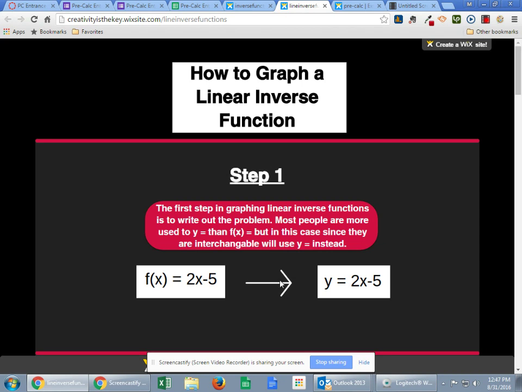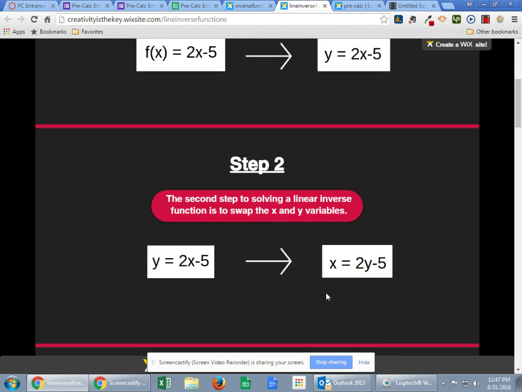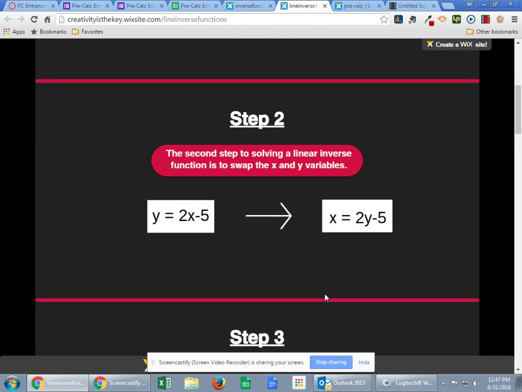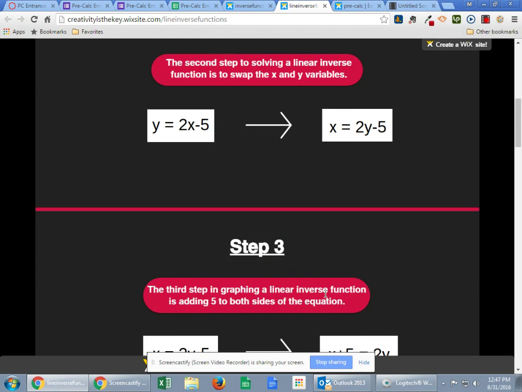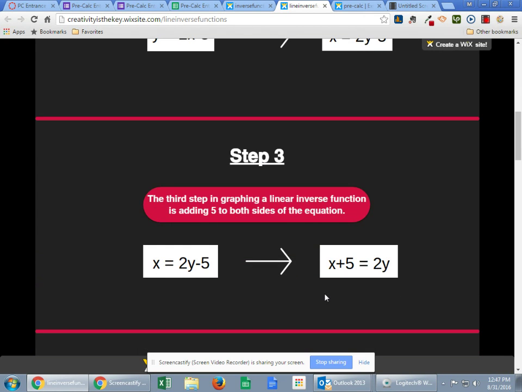Okay, step one. The first step in graphing linear inverse functions is to write out the problem. Most people are more used to y equals and f of x equals, but in this case, since they're interchangeable, use y equals. The second step in solving a linear inverse equation is to swap the x and y values. So instead of y equals 2x minus 5, it becomes x equals 2y minus 5.